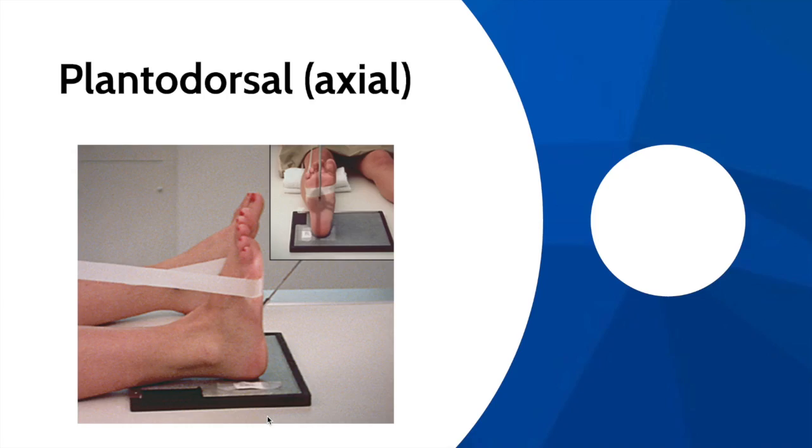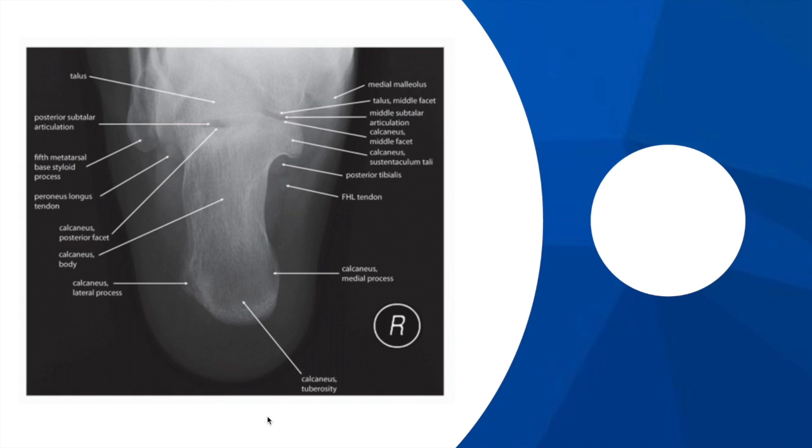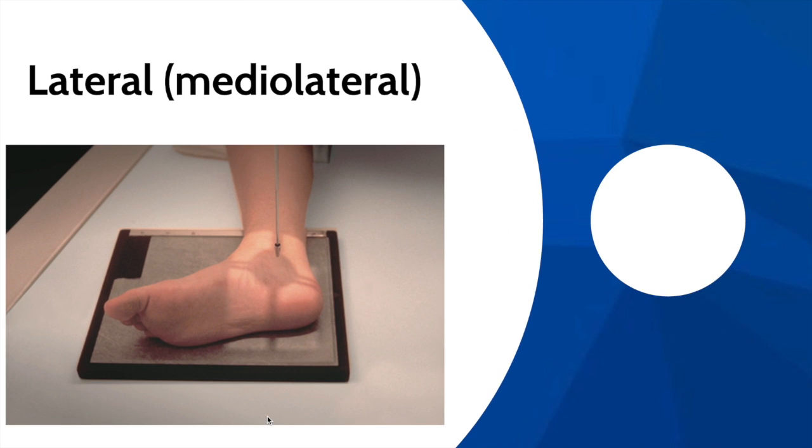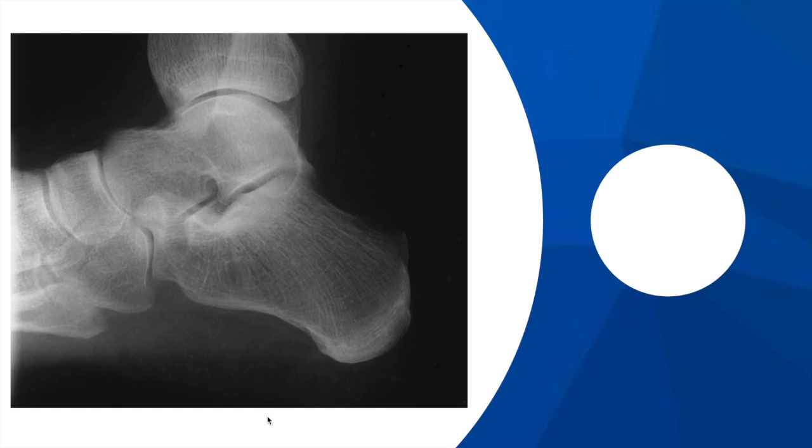Here is an image of the plantar axial. Here is the X-ray image of that projection. Now here is the lateral mediolateral. And this is how it will come out in the X-ray image.